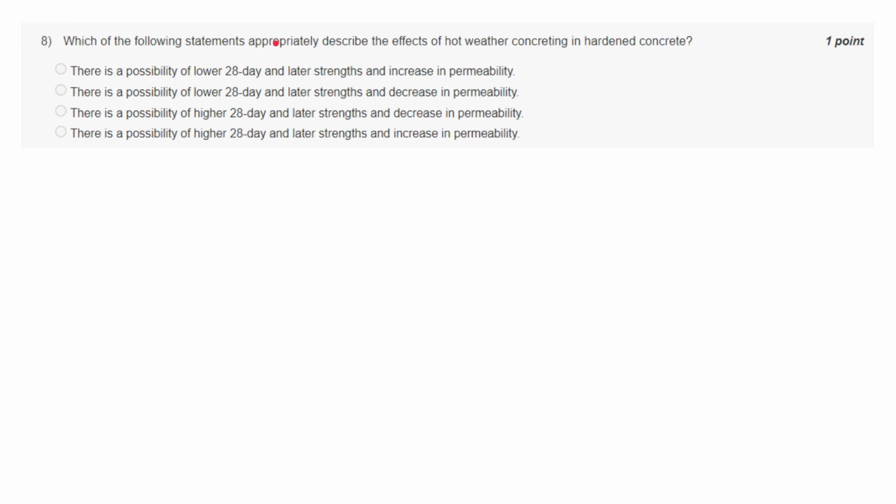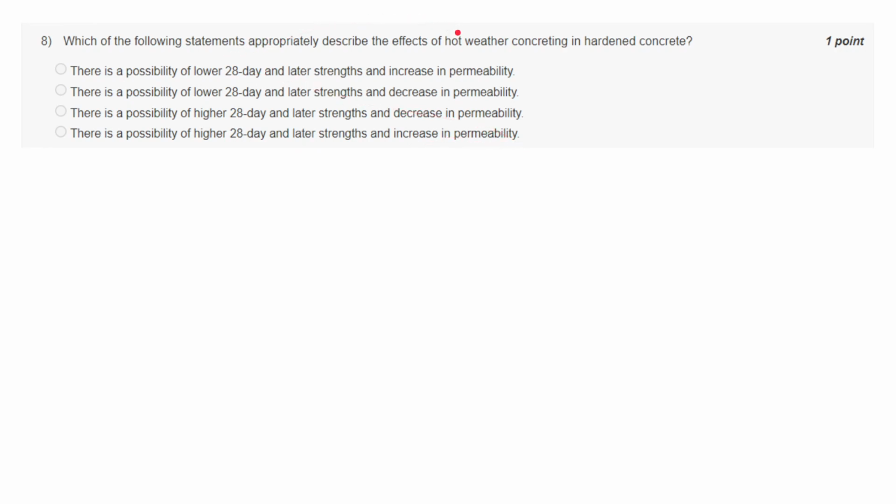Which of the following statements appropriately describe the effects of hot weather concreting in hardened concrete? There is a possibility of lower 28 day and later strengths and increase in permeability. Secondly, there is a possibility of lower 28 day and later strengths and decrease in permeability. Thirdly, there is a possibility of higher 28 day and later strengths and decrease in permeability. Or fourthly, there is a possibility of higher 28 day and later strengths and increase in permeability.